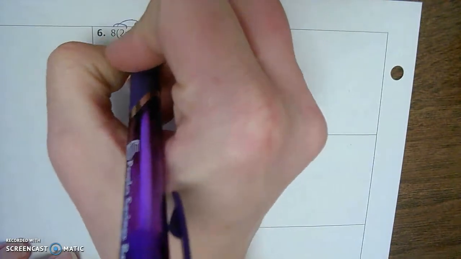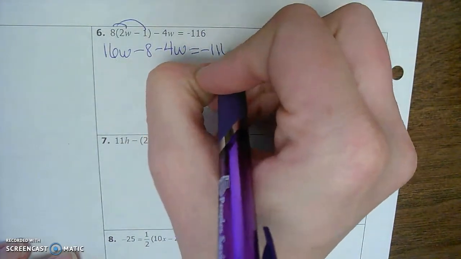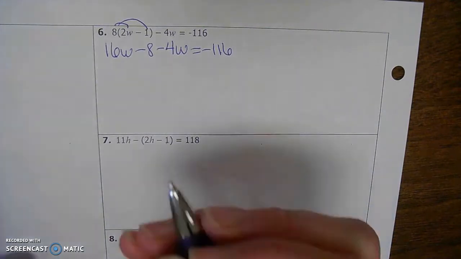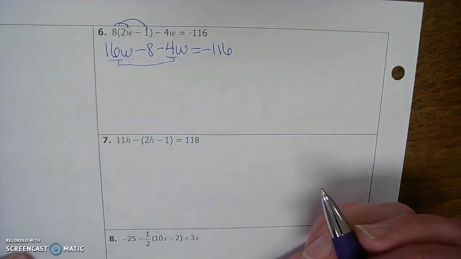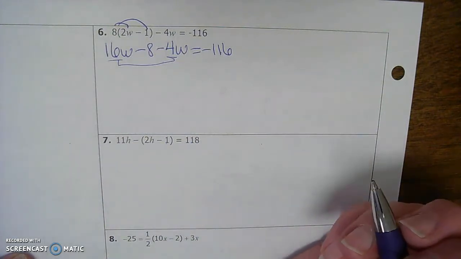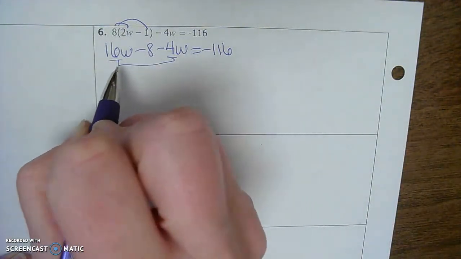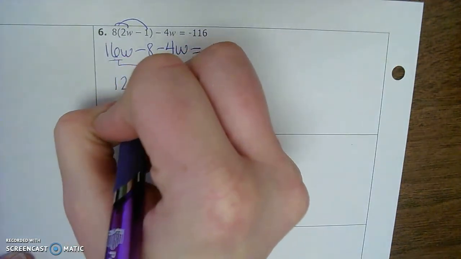So after we distribute, we would have 16W minus 8, and then bring down the minus 4W equals negative 116. Combine our like terms, so the W's go together. I showed this little shortcut on number 5 on the front. You can actually do two steps at once if you feel comfortable. 16 minus 4 would be 12W.